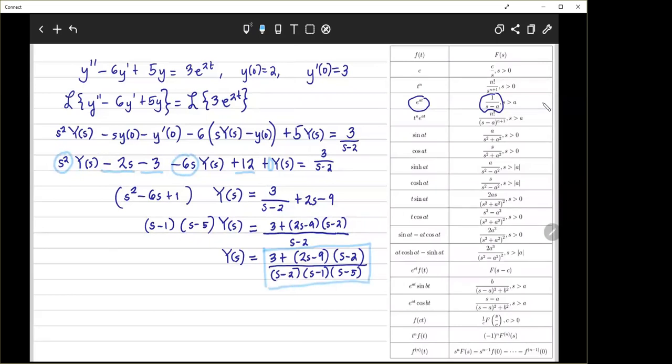Now, check muna natin yung degree. Without actually expanding the numerator and the denominator, yeah, 5. 5 dapat. Nawala yung 5 dito. Yeah, so thank you for that.